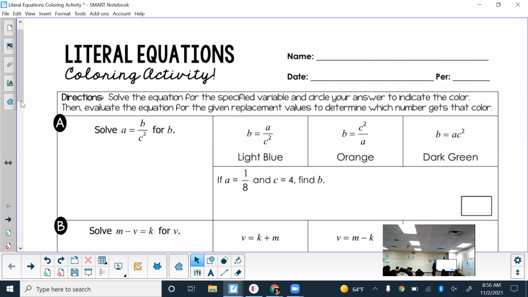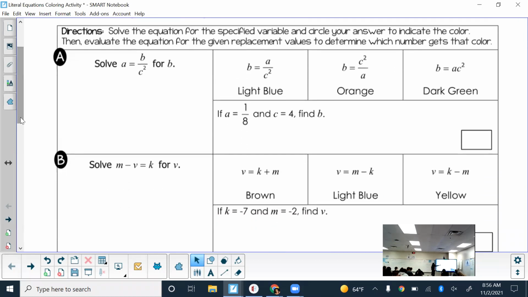So you see how for example A, there's 3 options here. So it's kind of multiple choice, right? And then it tells you what color to color, and then the number you find from plugging in these numbers and solving. All right, I'm less worried about you plugging in numbers and solving. I think you guys have that down. It's the rearranging that I'm concerned about.